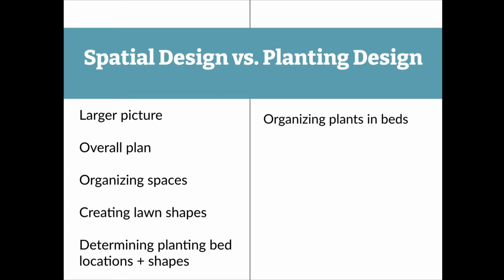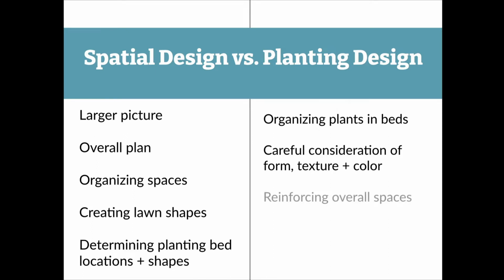We've already laid out the spaces, the garden rooms, and now we're going to start organizing the plants within those beds. With planting design, we're considering form, texture, and color. We're reinforcing the overall spaces with our plants. Plants are very important in that we are creating that backbone or that structure of those spaces, because we need plants and other elements to reinforce those spaces that we're creating.